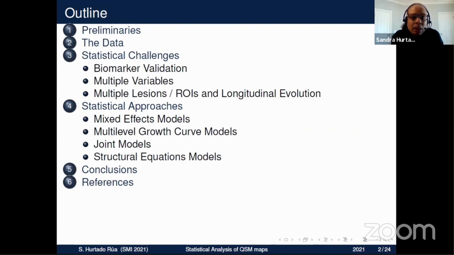And I will talk about a few statistical challenges that I see are important for us as a group of statisticians to think about. And in number 4, I will review some of the methods very quickly that we have used so far and what we are thinking about using next. I finish the talk with some conclusions.